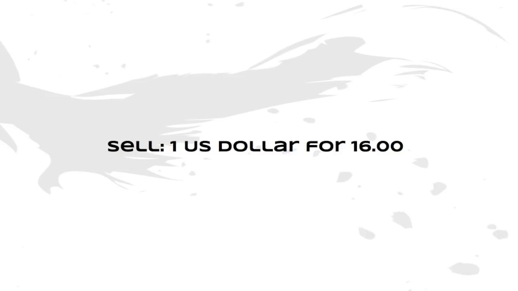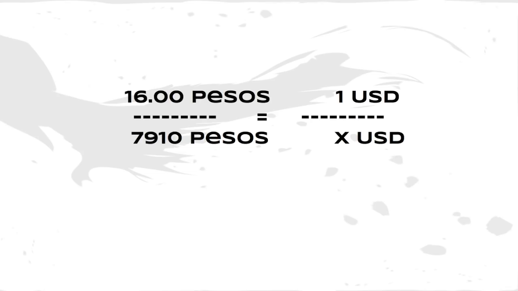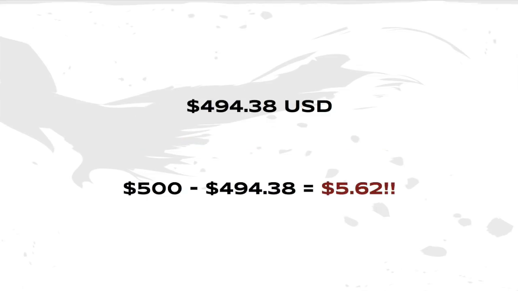And here it is. 16 pesos over 7,910 pesos, the number of pesos you have, underneath the exchange rate, which is 16 pesos to $1, which you want to know how many dollars you're going to get for your 7,910 pesos. So you set it up like this, cross multiply, divide, and boom, you have your answer, which is $494.38. You just lost $6, my friend.